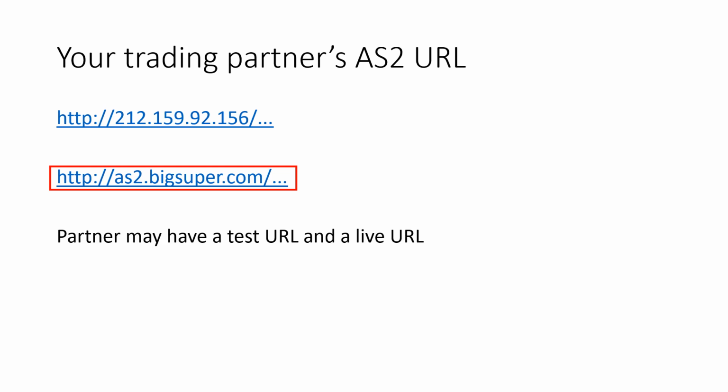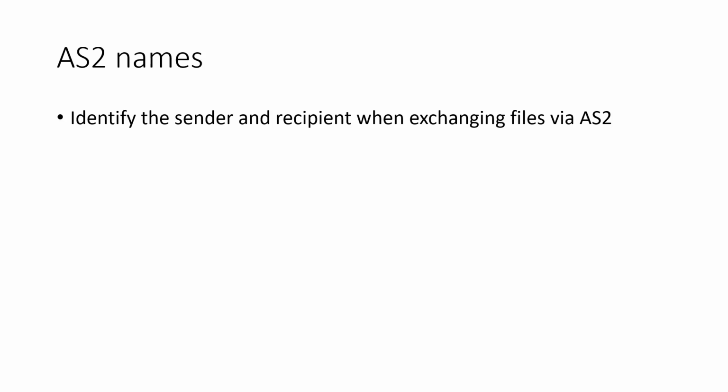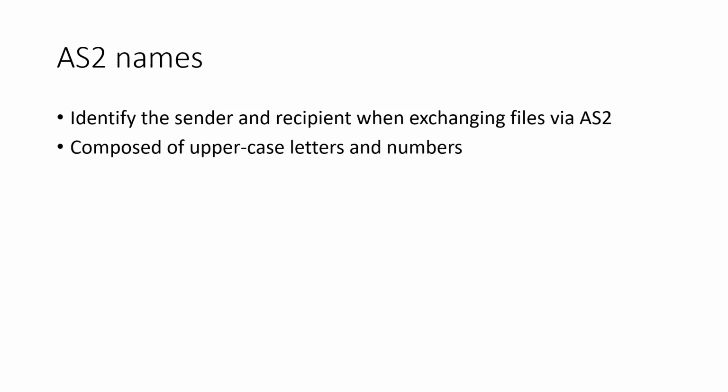You should also be aware that some trading partners will have two different URLs, one for test transactions and the other for live. I'll talk about how to deal with that shortly. Now for the AS2 names. These are used to identify the sender and recipient of each file exchanged using AS2. You can make yours whatever you like, providing it consists of uppercase letters and numbers only.